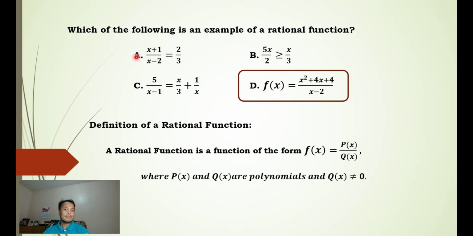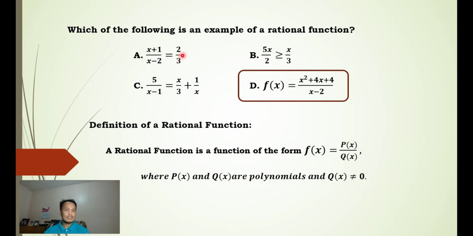So what about this A? This A is just an example of a rational equation. Although we use an equal symbol here in the rational function, what makes them different is that we have f of x or the variable y. We have the variable y and the variable x. As I said earlier, f of x is just equal to y. Whereas for a rational equation, the difference is we only have one variable, which is the x.